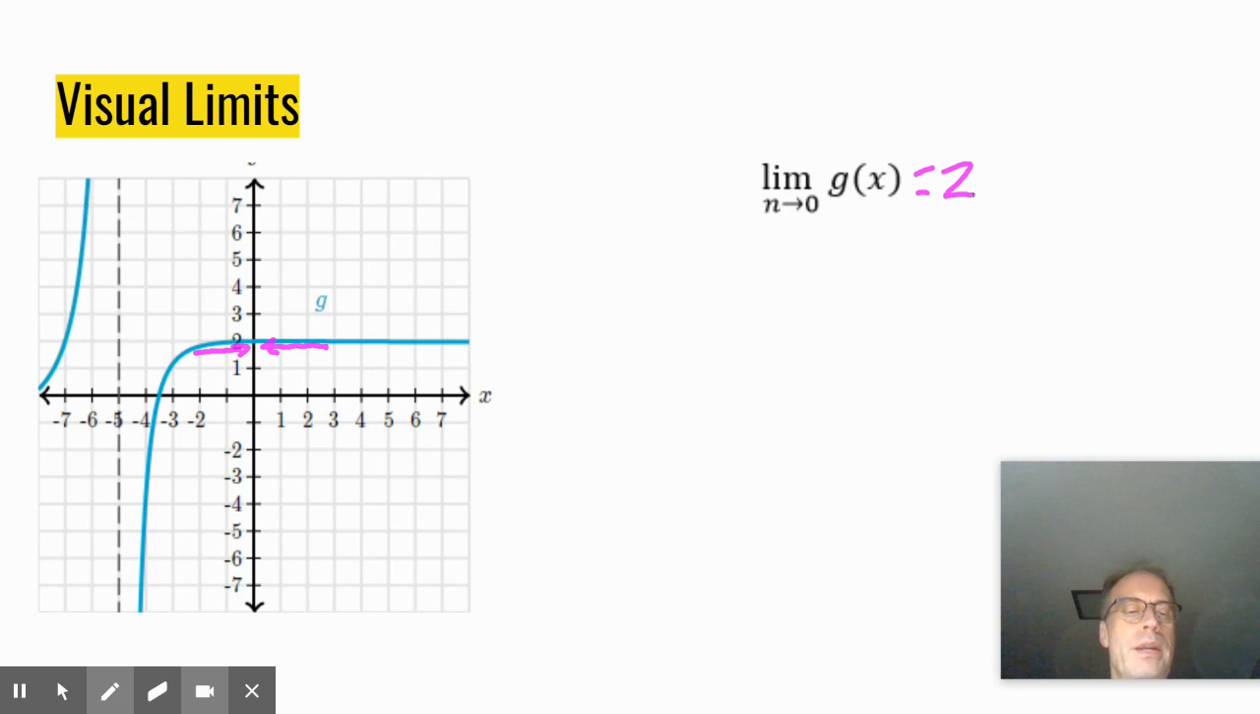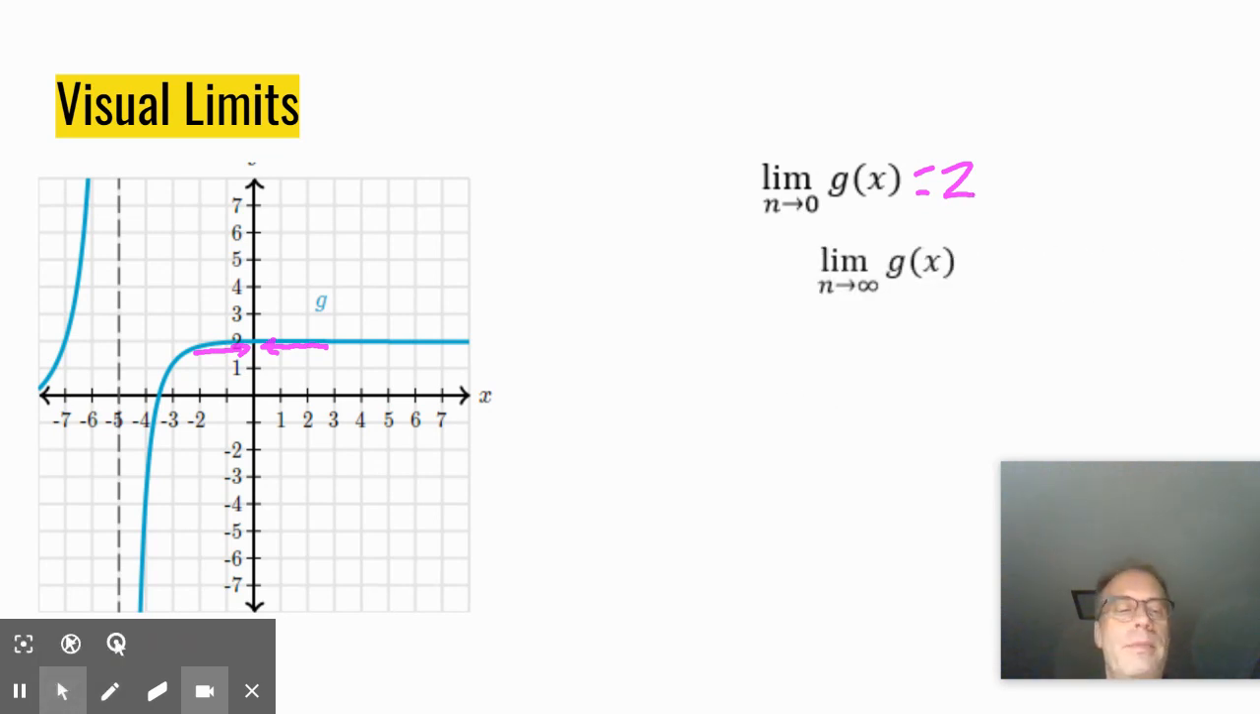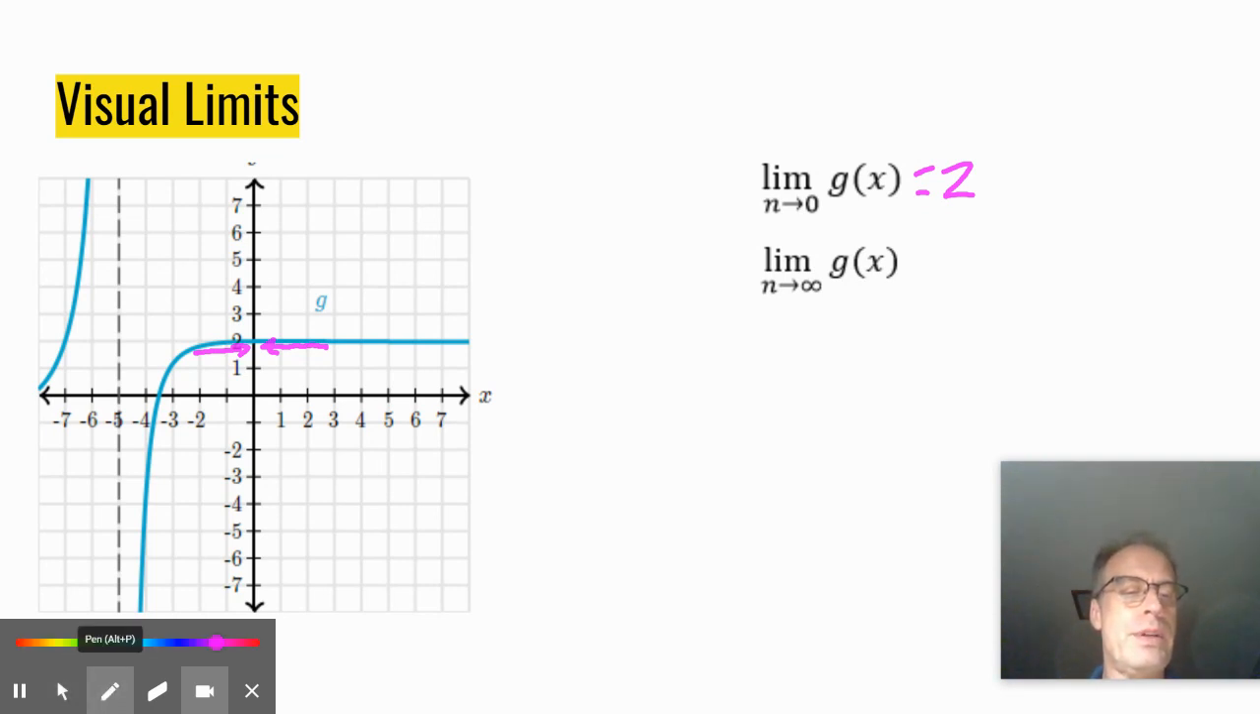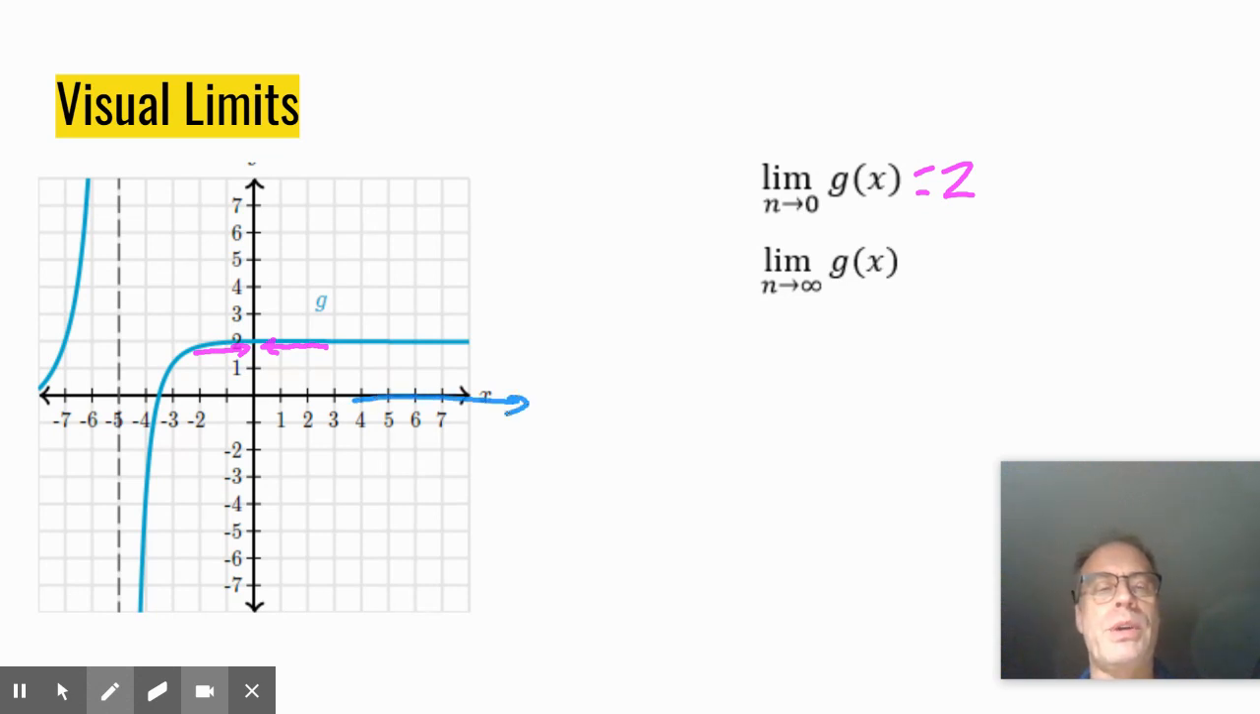Okay. Next up, let's see what else we've got here. What is the limit as n is approaching infinity? Okay, infinity. Let's see what happens. As I'm going to infinity, that means I'm going in this direction, but I need to be on the graph. So what's happening to the graph? It looks like it's completely flattened out here, so I'm going to say that this one's also going to be 2. Cool on that? Excellent.